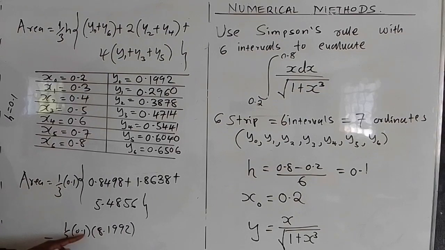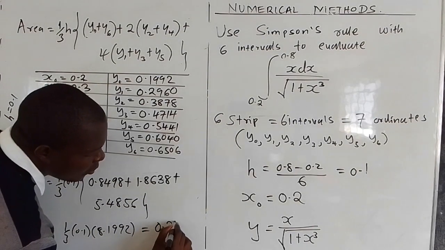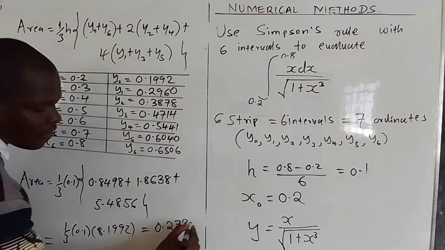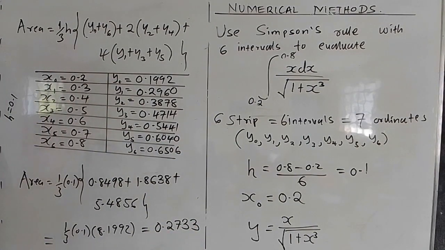So if you now multiply, what do you get? Answer times a third times 0.1. What do you get to be the final answer there? You have 0.2733, to 4 decimal places, isn't it?